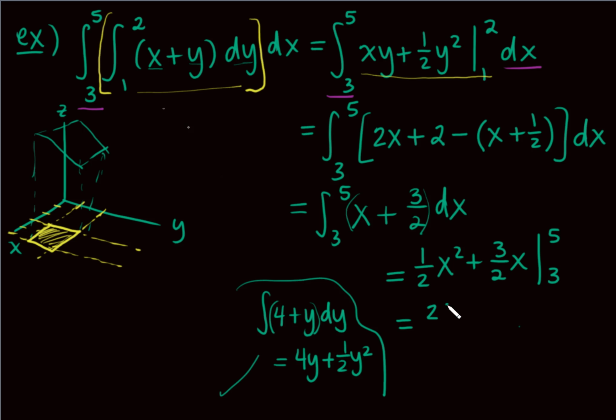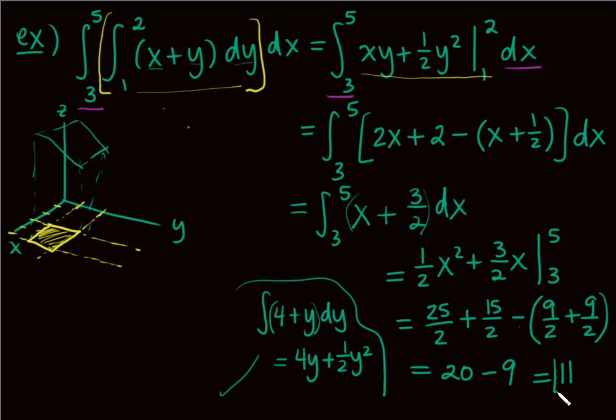Put the 5 in. That's 25/2, right? Plus, put the 5 in again. That's 15/2 minus parentheses, 9/2, yeah, plus 9/2. Cool. So this right here is 40 over 2, which is also known as 20. This is 18 over 2, which is also known as 9. And we get our answer to be 11.